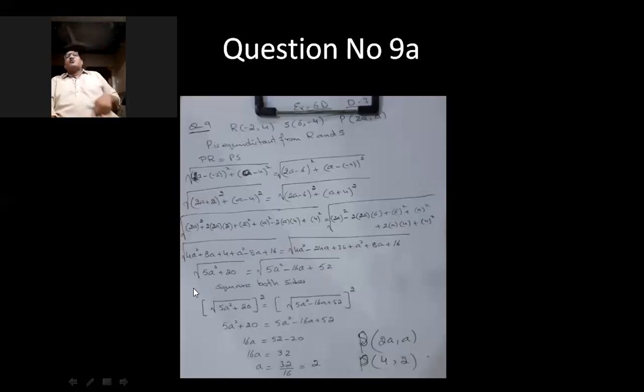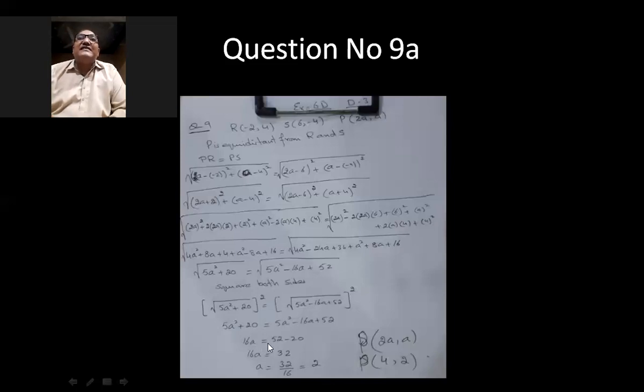So we will take square on both the sides. You can see here we have taken the whole square on both the sides, so this square root will be cancelled with the square. You are left with 5a square plus 20 equals to 5a square minus 16a plus 52. So the 5a square and 5a square, they both will be cancelled. You are left with this 16a.